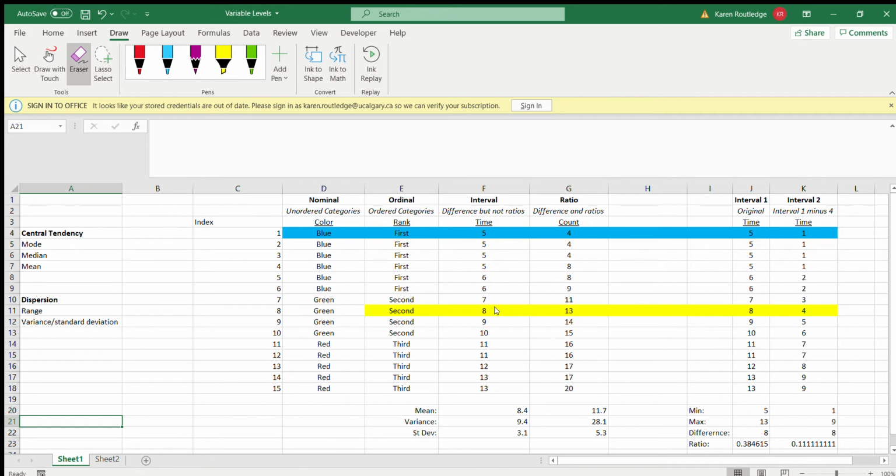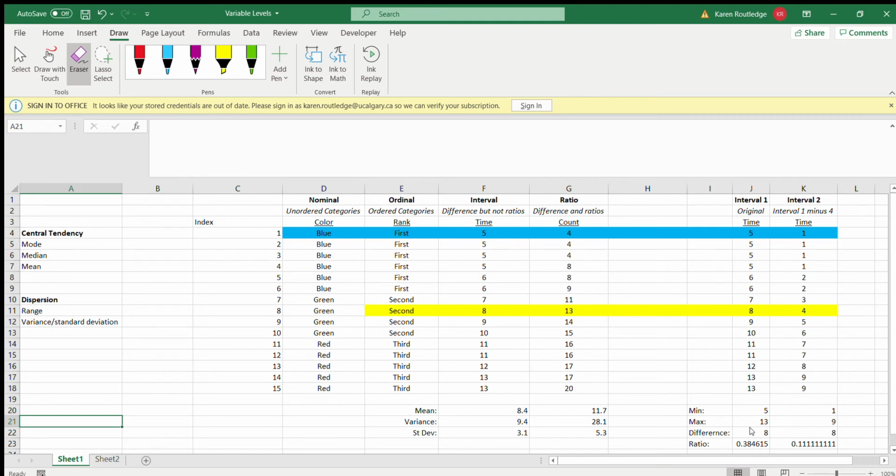And that can be kind of a difficult concept, so I have that outlined over here. Here in the interval 1 column, I've just copied over the same data set. This is the time. In interval number 2, I've taken this value and subtracted the number 4 from it. So 5 minus 4 is 1, 5 minus 4 is still 1, 6 minus 4 is 2, 8 minus 4 is 4, and so we've just done this all the way down. So I've taken my interval level 1 and shifted it to the left by 4 units.